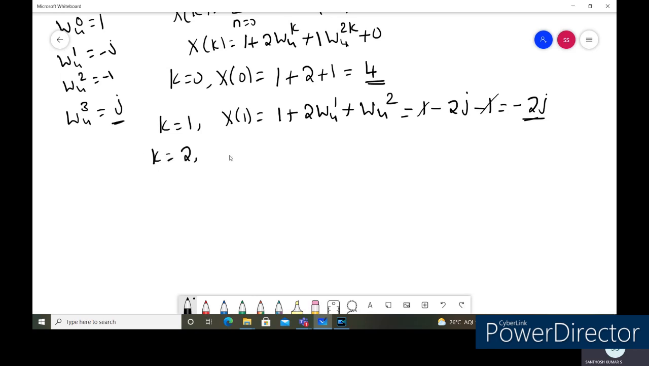Similarly, let us substitute k equal to 2. X of 2 is equal to 1 plus 2 into omega 4 to the power of 2, and we are substituting k equal to 2, so 2 into 2 becomes 4. Omega 4 to the power of 4 is 1, and omega 4 to the power of 2 is minus 1 here. So it becomes 1 minus 2 plus 1, which is equal to 0.